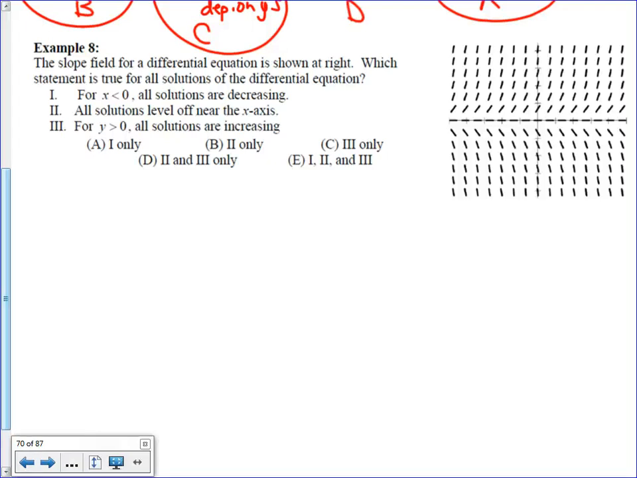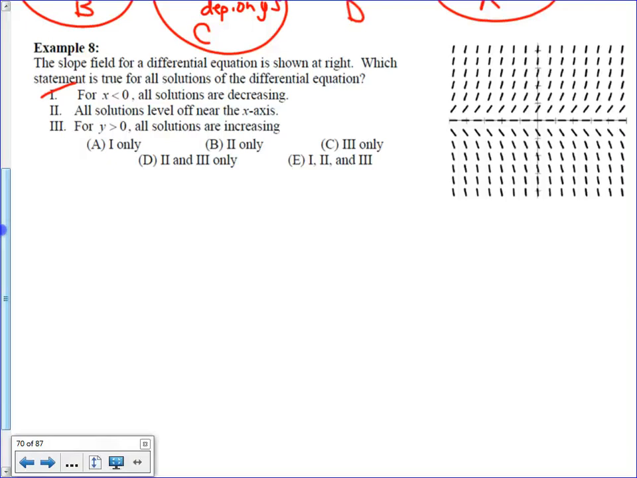For x greater than 0, what parts of the graph am I looking at? Where's x equal 0? The y-axis. So x greater than 0 goes to quadrants 1 and 4. And in quadrants 1 and 4, all solutions are decreasing. What's going on in quadrant 1? That doesn't work. Number 2, all solutions level off near the x-axis.